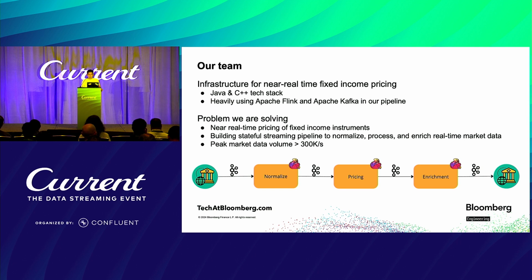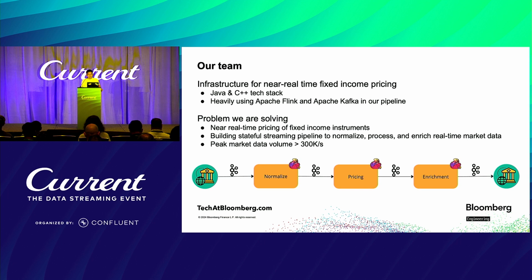Once we get this information, the first thing we do is normalize it. We then use this normalized data to perform pricing of the securities that we cover. Once we have the prices, we enrich them with additional fields. The last step is to send these enriched prices to some downstream Kafka topics, where the data will then be made available to our clients by our downstream teams.